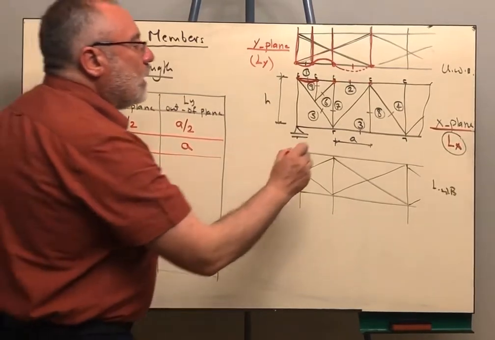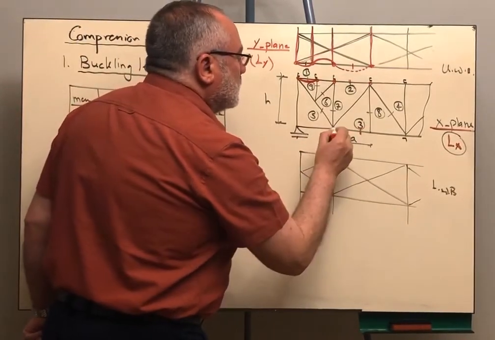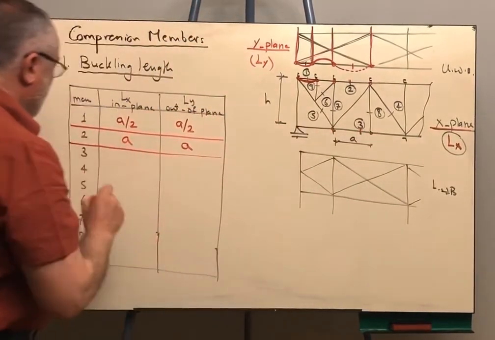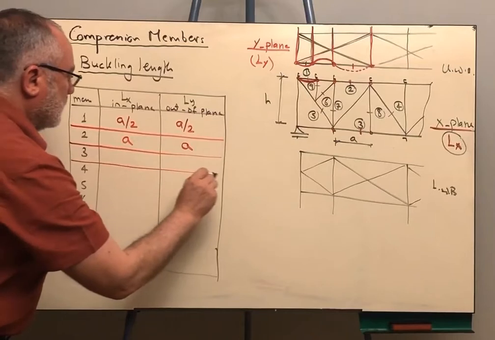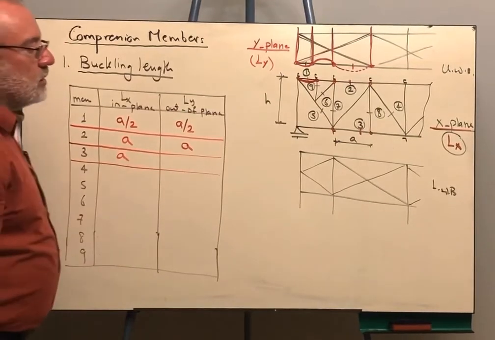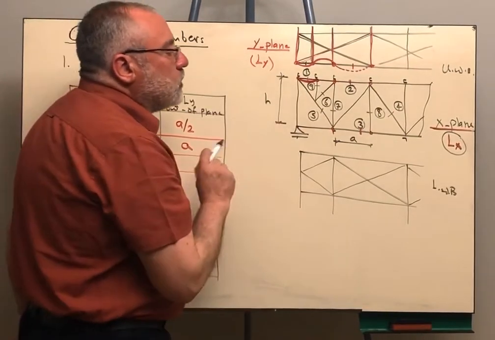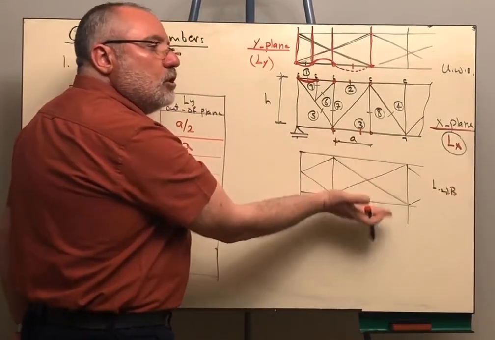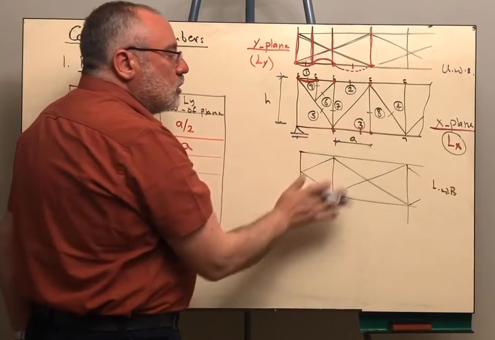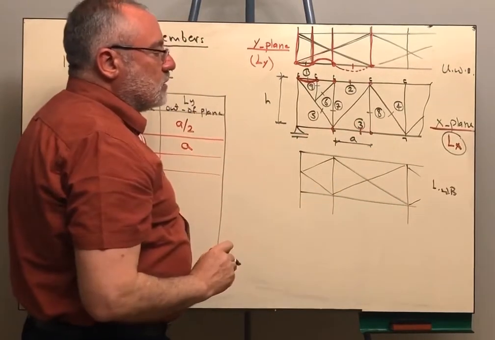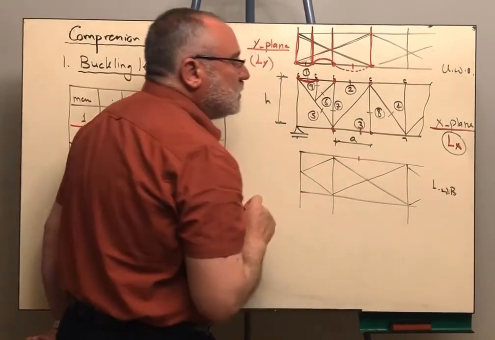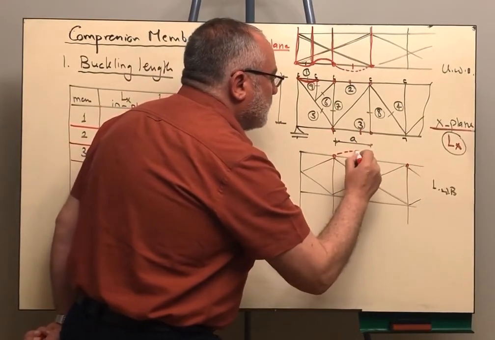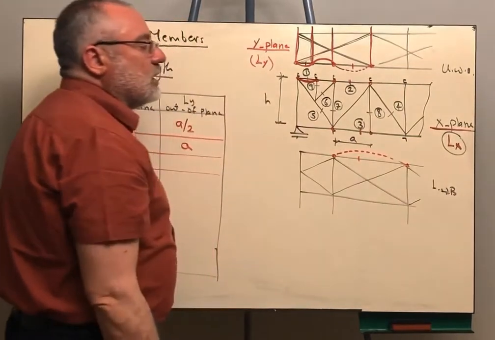Okay, how about member 3? Don't ask me about the in-plane buckling length. It goes without saying that it will be equal directly to a. But how about the out of plane? In order to look at this member in the out of plane, I will have to look at the truss from below. So I'm going to look at the lower bracing. Where is member 3? Member 3 is here. So this point is braced and this point is braced, so therefore this should be the buckling length.